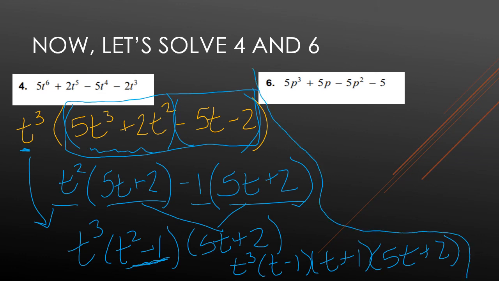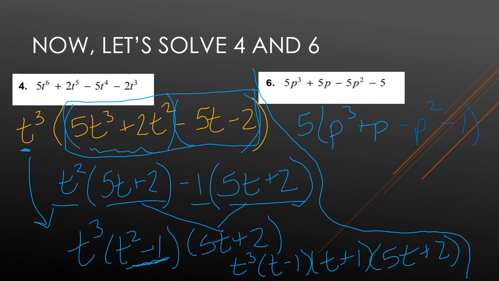Okay, so the next question, in number 6, we have a greatest common factor again of 5. So I'm going to take that out of each term. So I'm left with p to the third plus p, and then minus p squared, and then minus 1. Okay, so that's my GCF step so far.